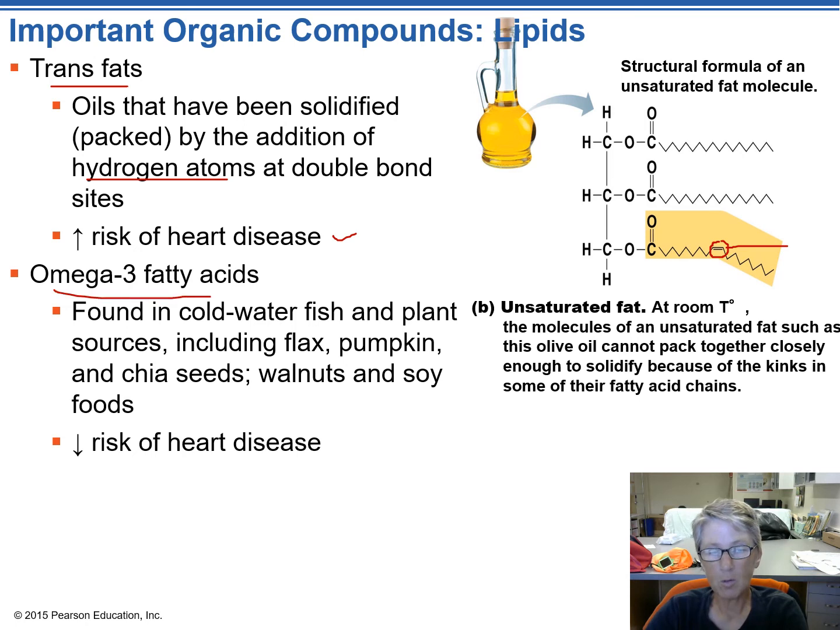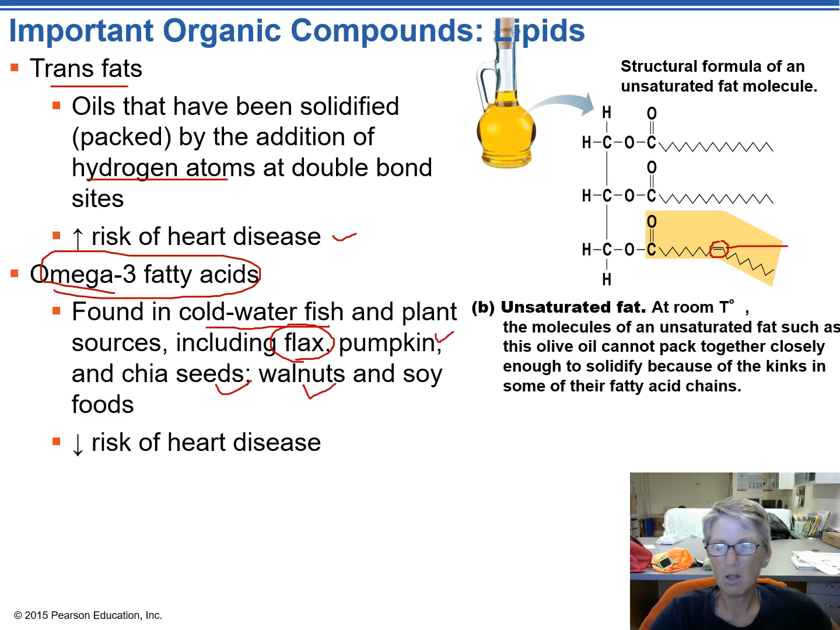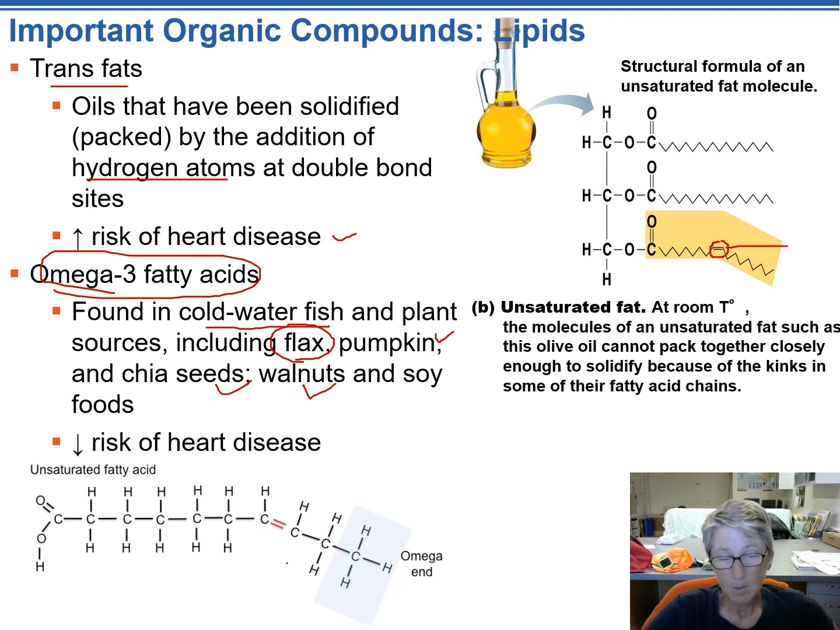You've probably heard of these omega-3 fatty acids. Oh, you got to get your omega-3s. So you find them in cold water fish, plant sources. You can get them in flaxseed. Oh, delicious pumpkin seeds, chia seeds, walnuts, anything with soy. Omega-3 fatty acids are delicious, and they decrease the risk of heart disease. And this is how you look at it. So here's an unsaturated fatty acid. It's unsaturated because it has a double bond, and it's got an omega end. So if you are an omega-3 fatty acid, you would look like this.